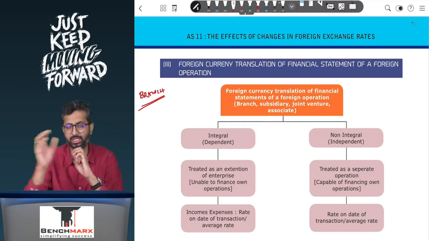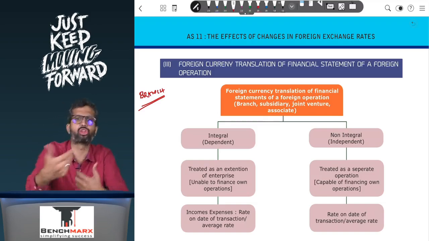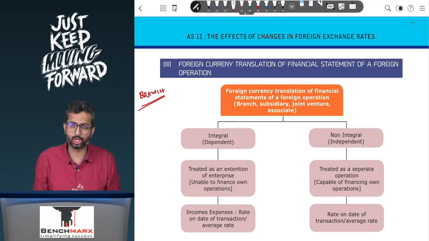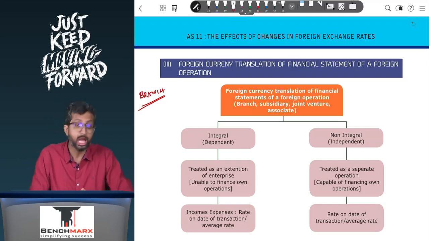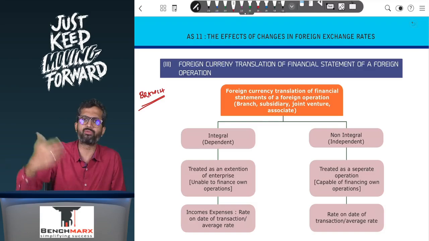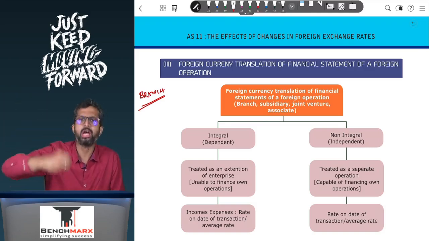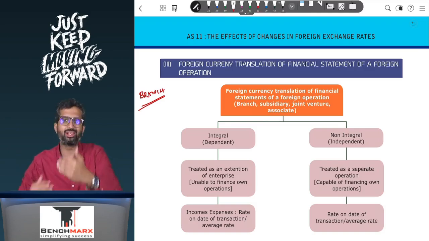One, there is something called an integral operation. As the name goes, it is integral, or it is like an extension of your entity. Second is a non-integral operation, which is largely independent, and it is not like an extension of your entity. One example of an integral operation is a dependent operation. Like for example, you have decided that you will import goods from China and sell them, let us say, in India or overseas. So you are doing imports.